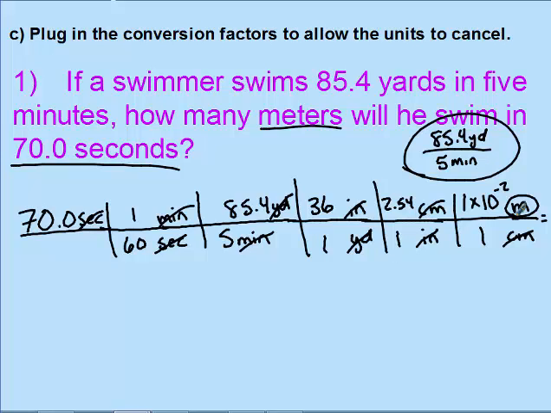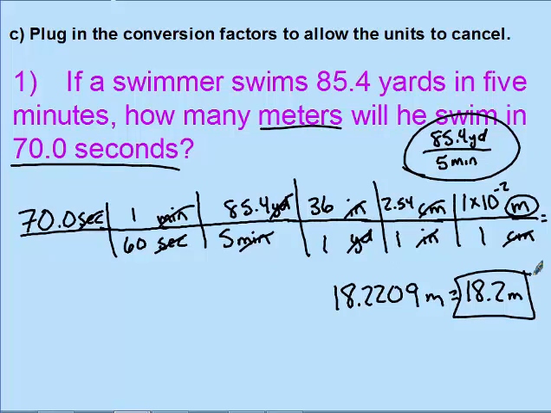So I could do 70 divided by 60 times, divided by times, or just multiply everything on the top and then hit divide by 60, divide by 5. When you plug that into the calculator, make sure that you get this number. We're going to look, though, and we started with 3 significant figures. And so 18.2 meters should be your final answer.